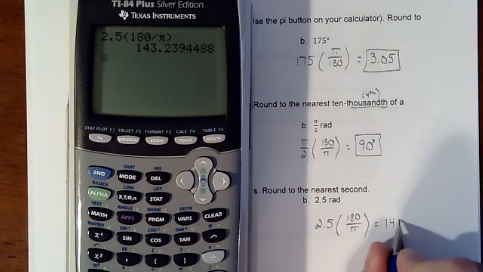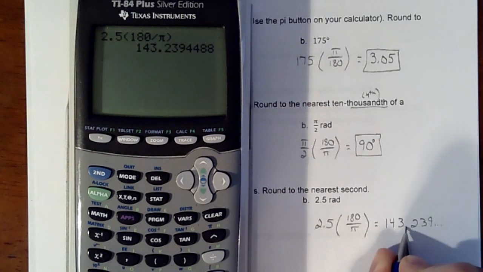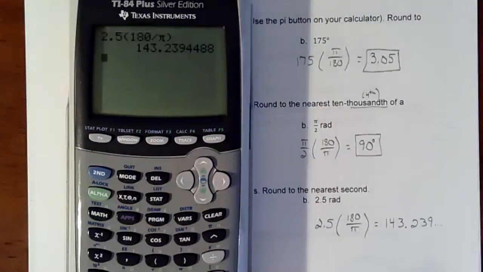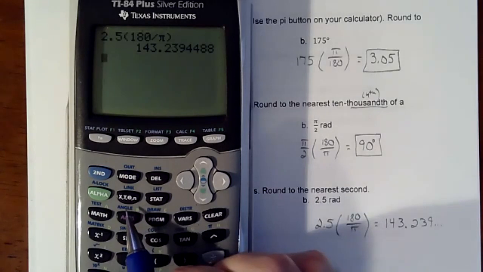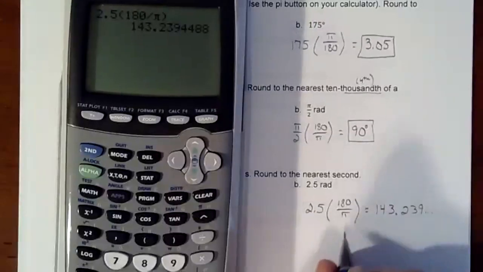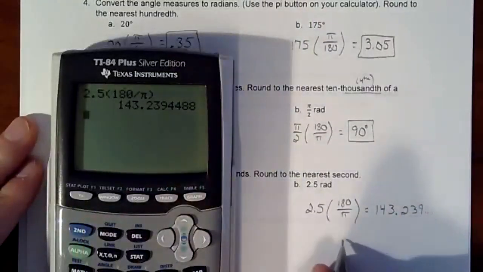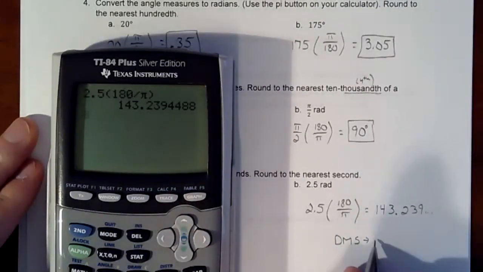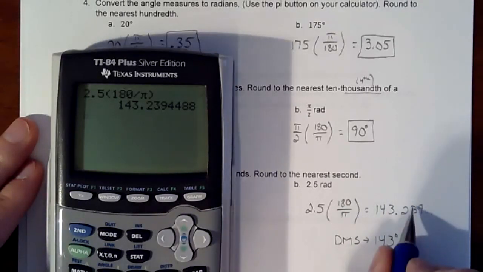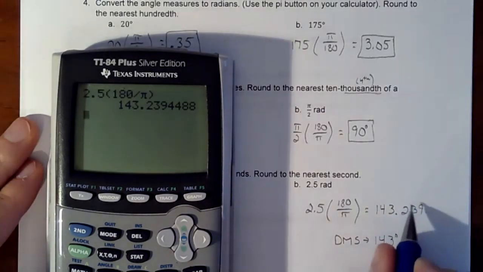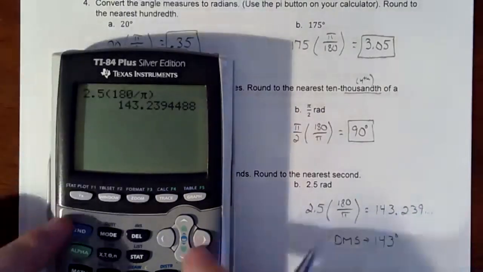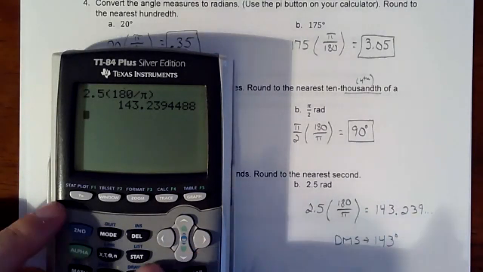So 143.239 dot dot dot. Don't lose any of the dot dot dot stuff. And then you're just going to hit angle and convert to degrees, minutes, and seconds. So already I know it's going to be 143 degrees. That 0.23 again is about a quarter, so maybe it's going to be like 14 minutes or 13 minutes or something like that, almost a quarter of an hour.